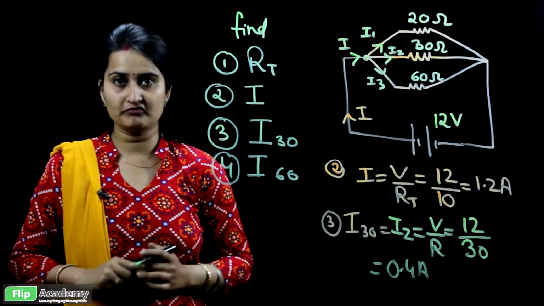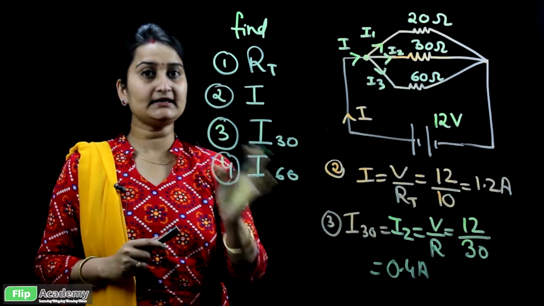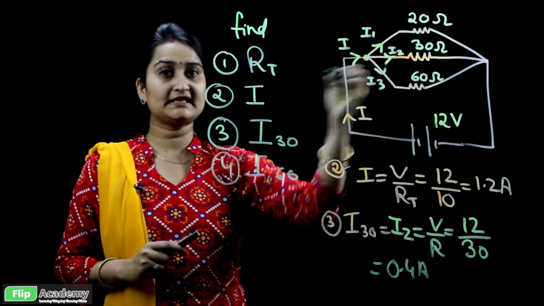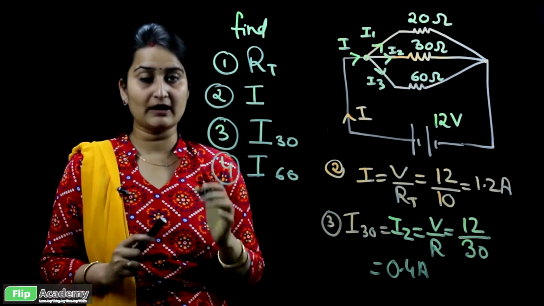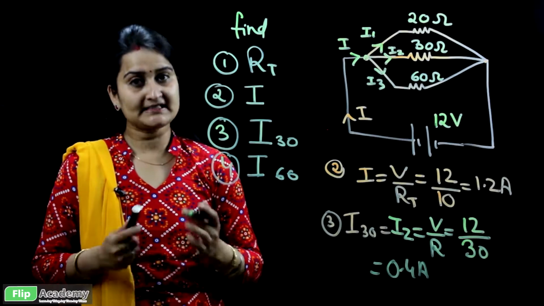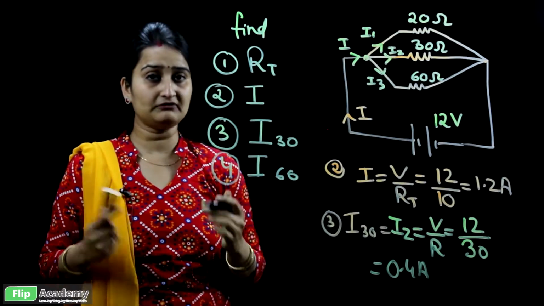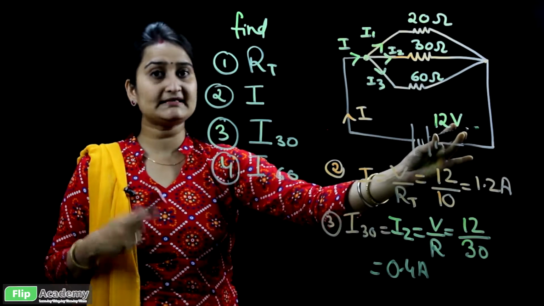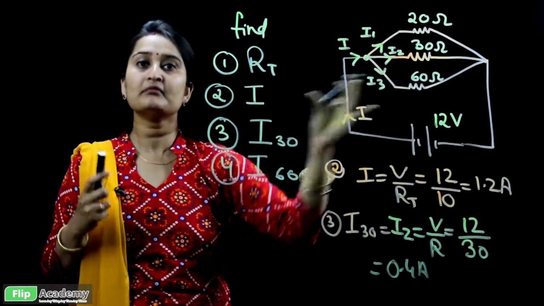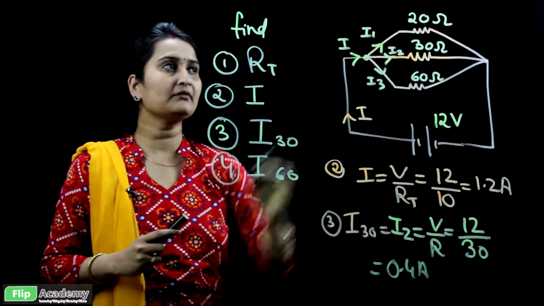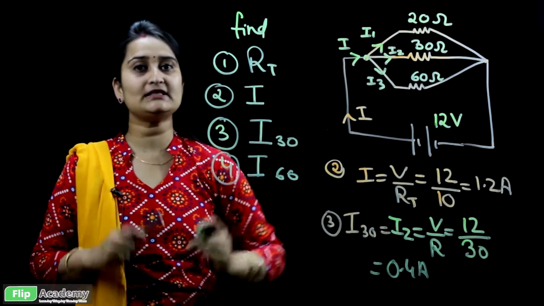The fourth part is for your homework. You can solve it: I60, that is the current flowing through the 60 ohm resistor, so it would be I3. You have to find I3. Same if in your exam the question comes to find I1. You know that it is V upon R. V will remain the same, that is 12 volt, because it is a parallel circuit. And R would then become 20 ohm.